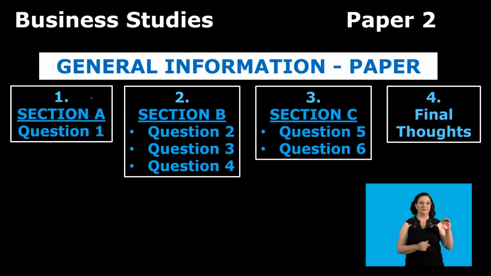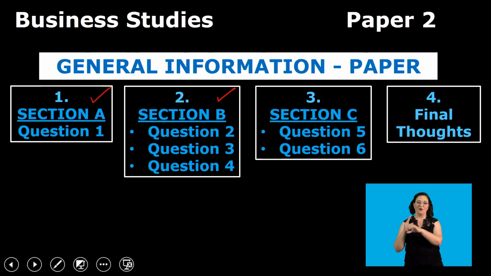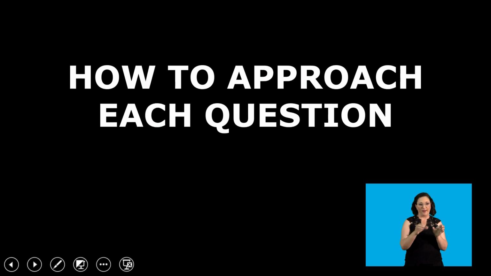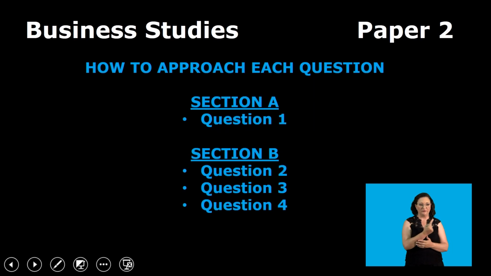We'll be looking at section A, which is your question 1, and it's a compulsory question. We're going to section B, which has got 30 questions, which is question 2, 3, and 4. Then we move on to section C, which is your essay questions, question 5 and 6. Then lastly, it will be the final thoughts, wrapping up this lesson. So here I'll be teaching you on how to approach each question.